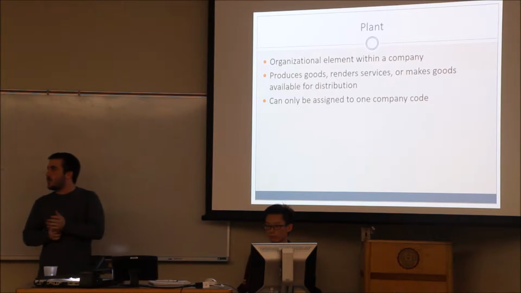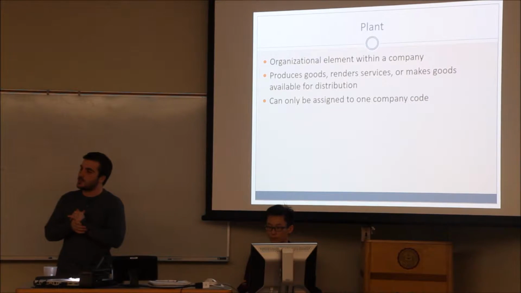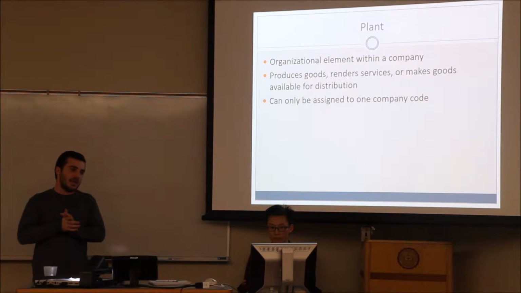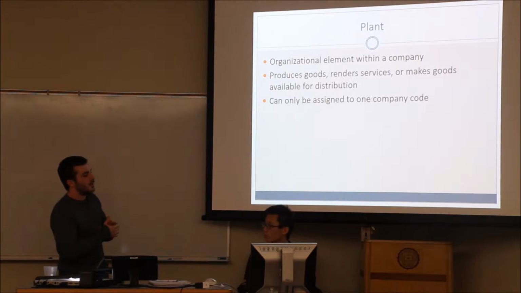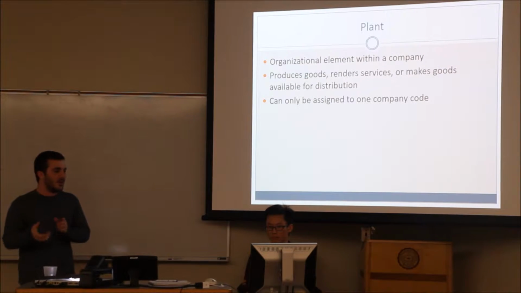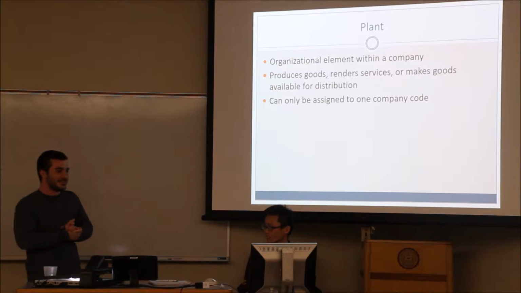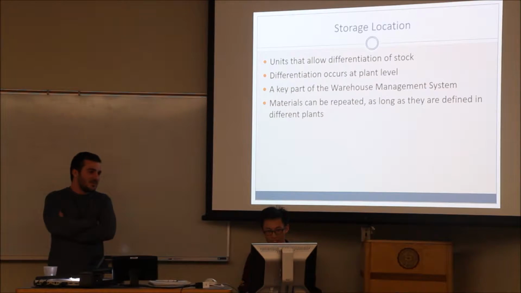The plant is the organizational element within the company code. The plant produces goods, services, or makes goods available for distribution, and a plant can only be assigned to one company code. However, multiple plants can be assigned to a company code. A company code can have more than one plant. That's what I'm saying. Ugh.